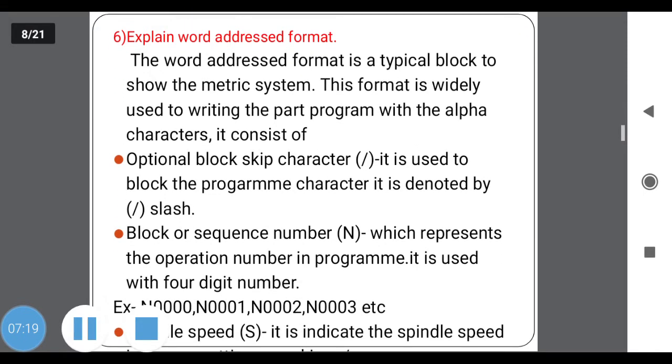Next one is to explain the word address format, or how to write the word address format. This is one format to write the programming sentence, called the word address format. It mainly consists of block letters, the skip character and slash. The first one is the optional block skip character, that is a slash. It is mainly used to skip the block of the program. It is denoted by the slash, as you know from a keyboard.